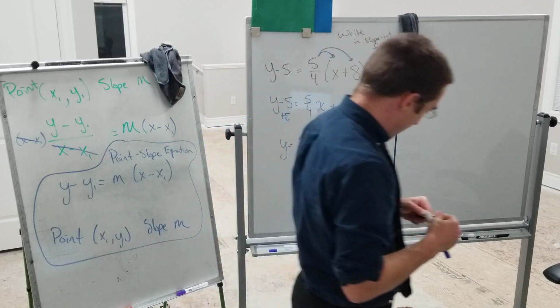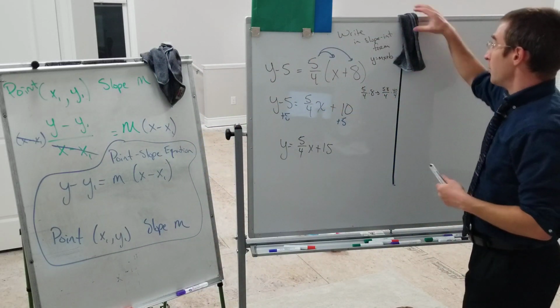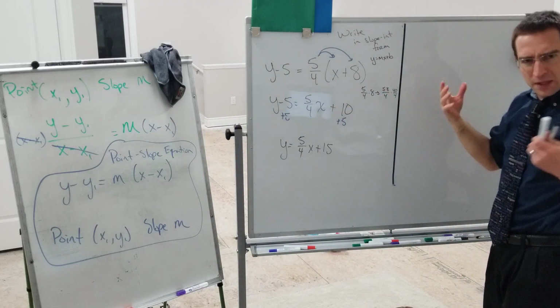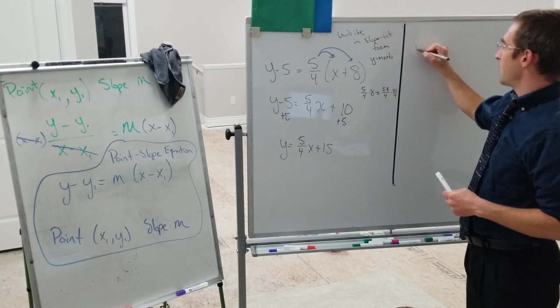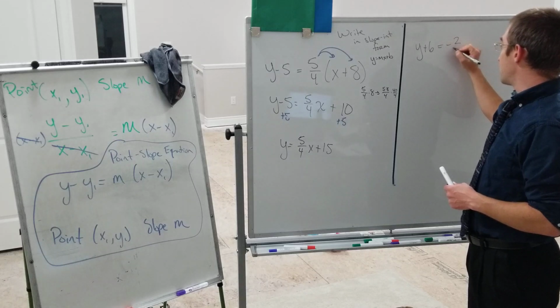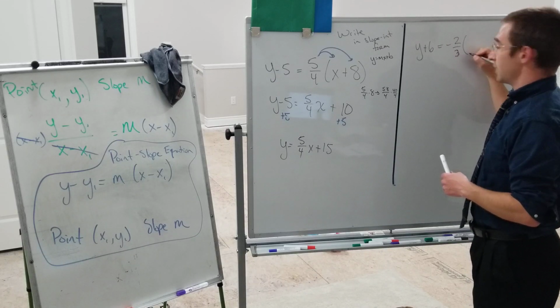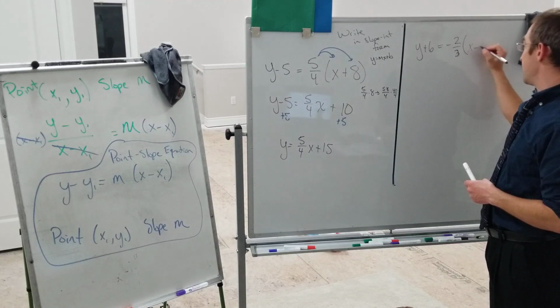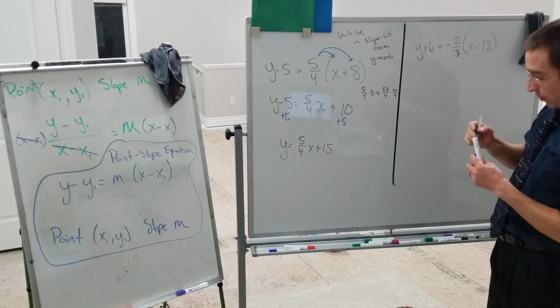All right, let's do one more example, and then we'll jump to our big learning target. So here, let's say we have y plus 6 equals -2/3 times x minus 12. We want to write this in slope-intercept form.